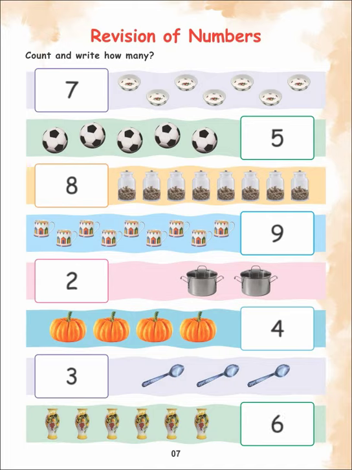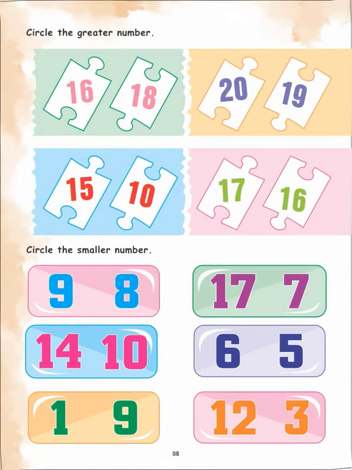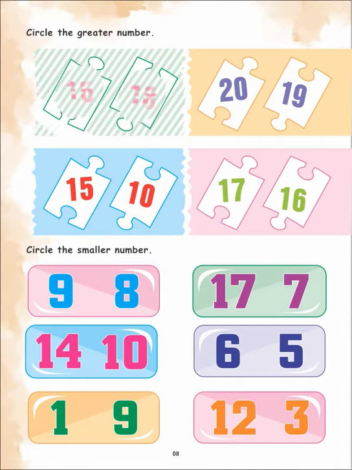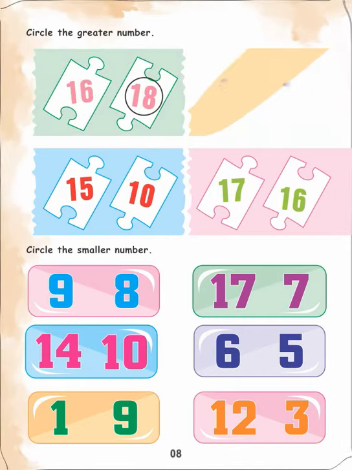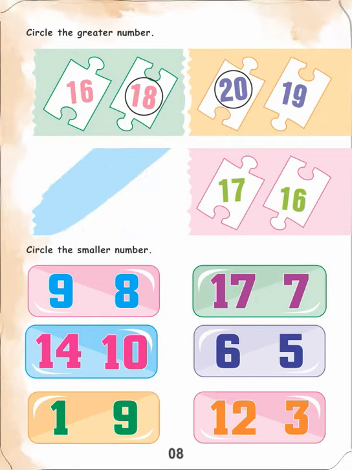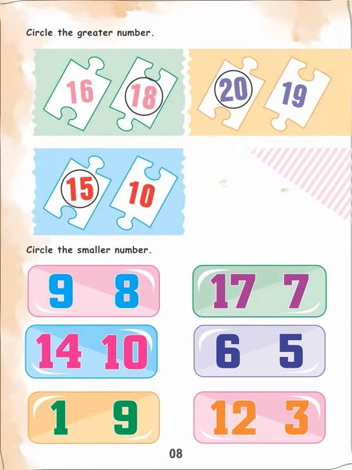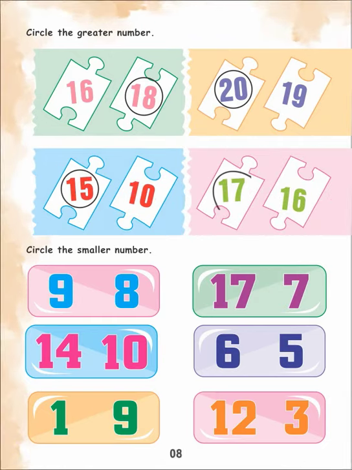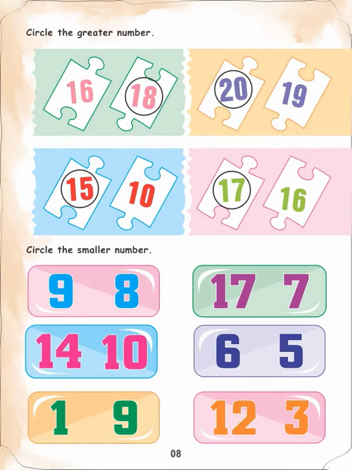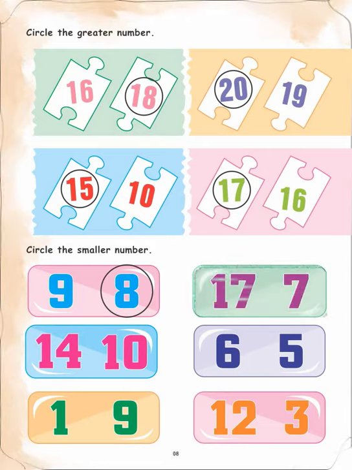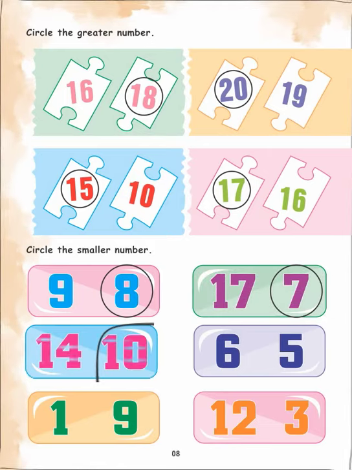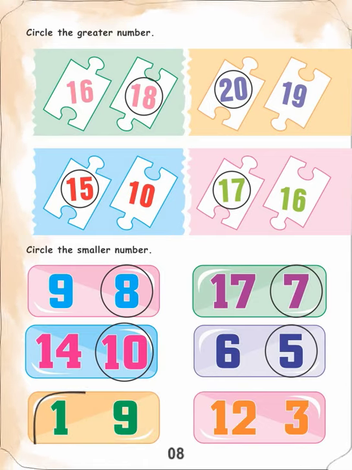7, 5, 8, 9, 2, 4, 3, 6. Circle the greater number. 18, 20, 15, 17. Circle the smaller number. 8, 7, 10, 5, 1.